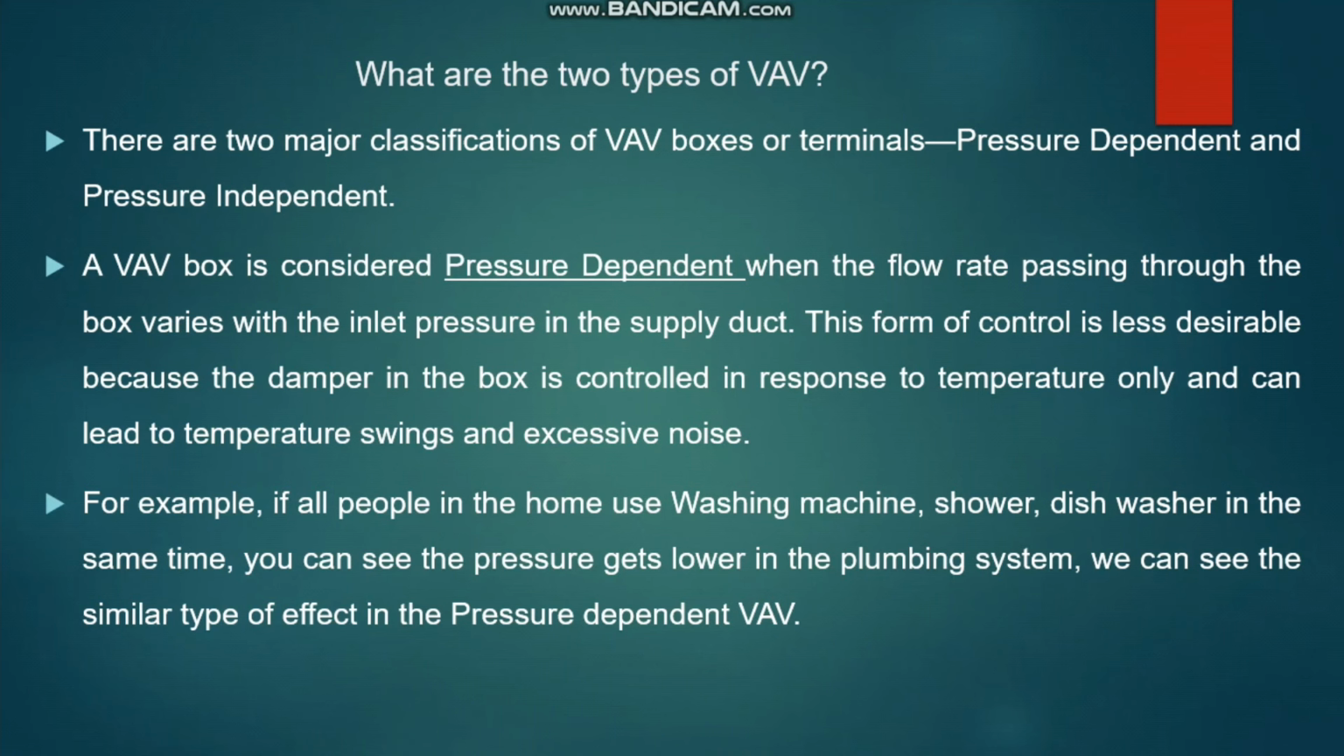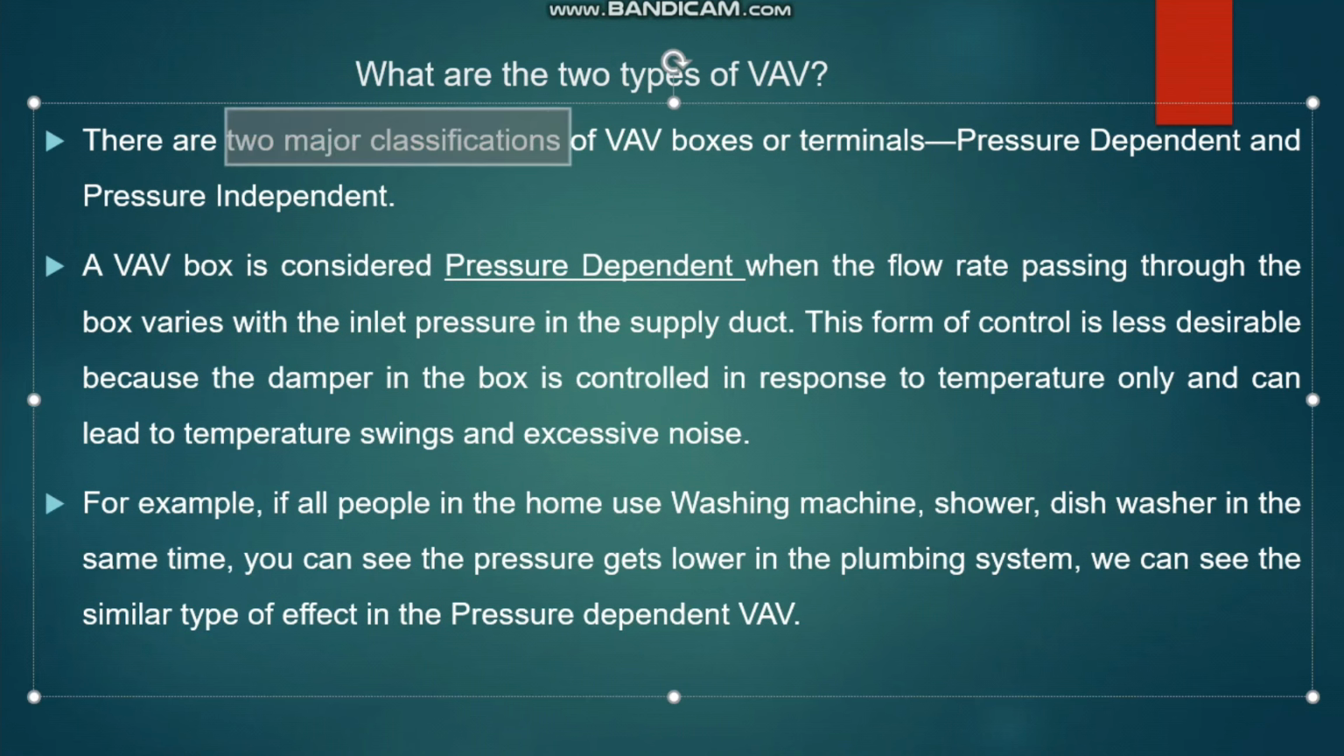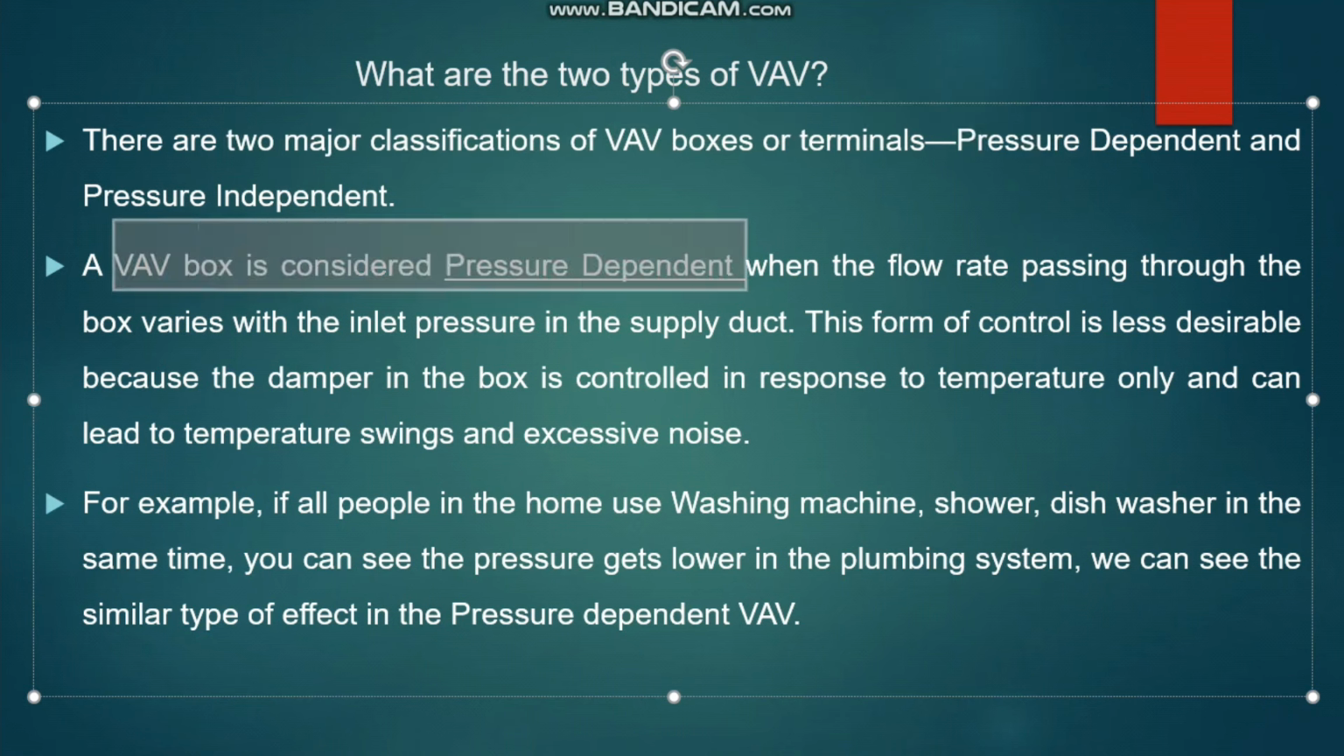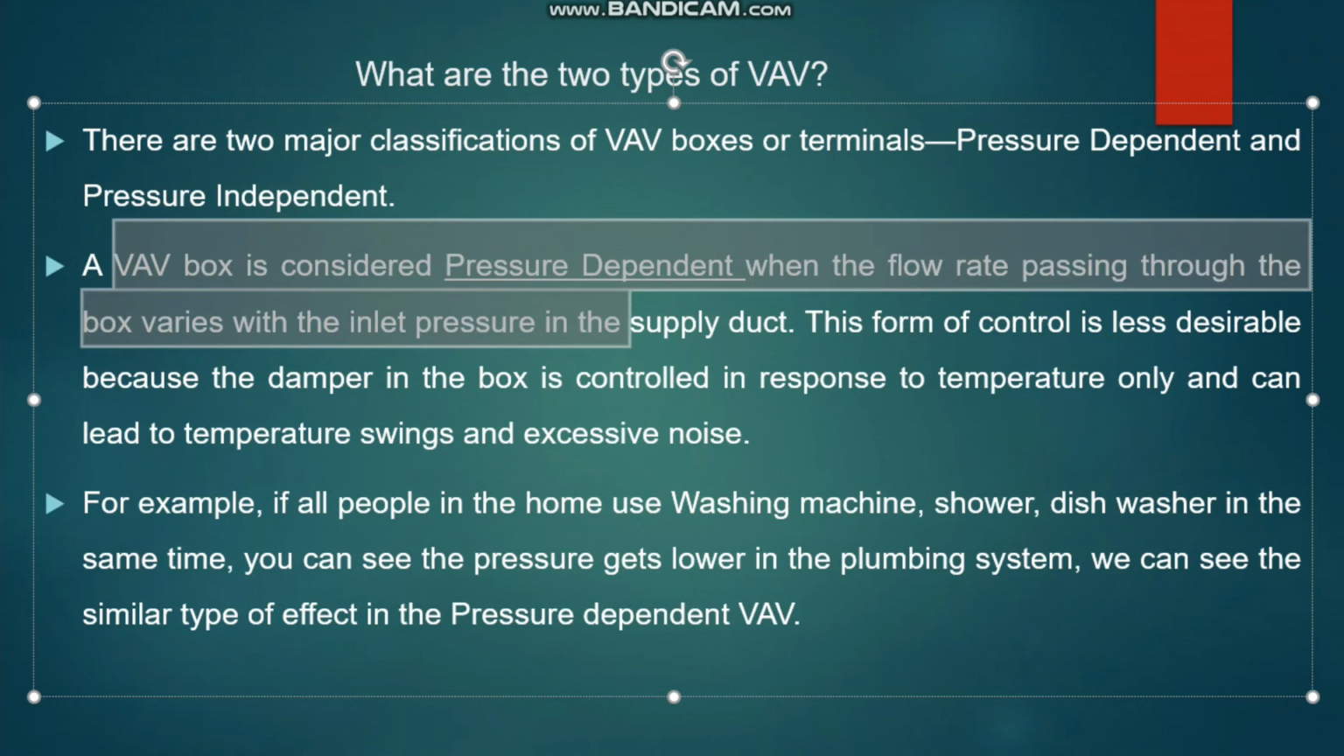So if you need to know the answer for all these technical questions, you have to have some basics of 2 points. So what are the two types of VAV? There are two major classifications of VAV box and VAV terminal, that is pressure dependent and pressure independent. So a VAV box is considered pressure dependent when the flow rate passing through the box varies with the inlet pressure on the supply duct.